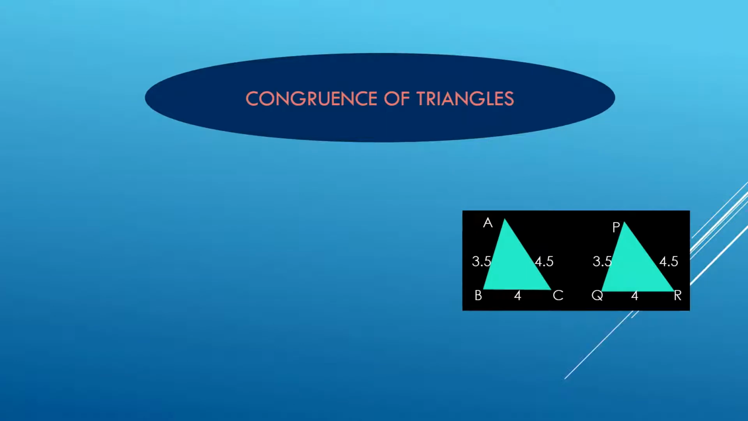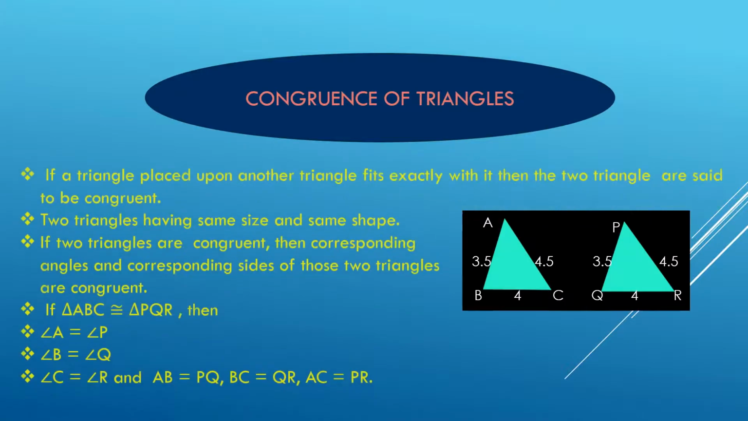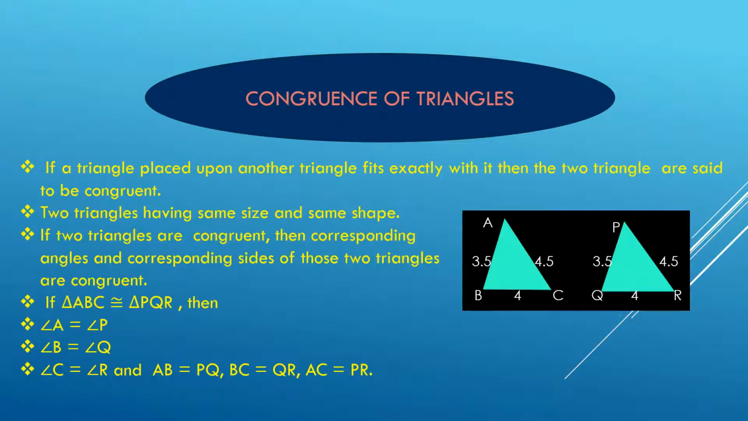Let's learn congruence of triangle. What is congruence of triangle? If a triangle placed upon another triangle fits exactly with it, then the two triangles are said to be congruent. That means two triangles having the same size and same shape.